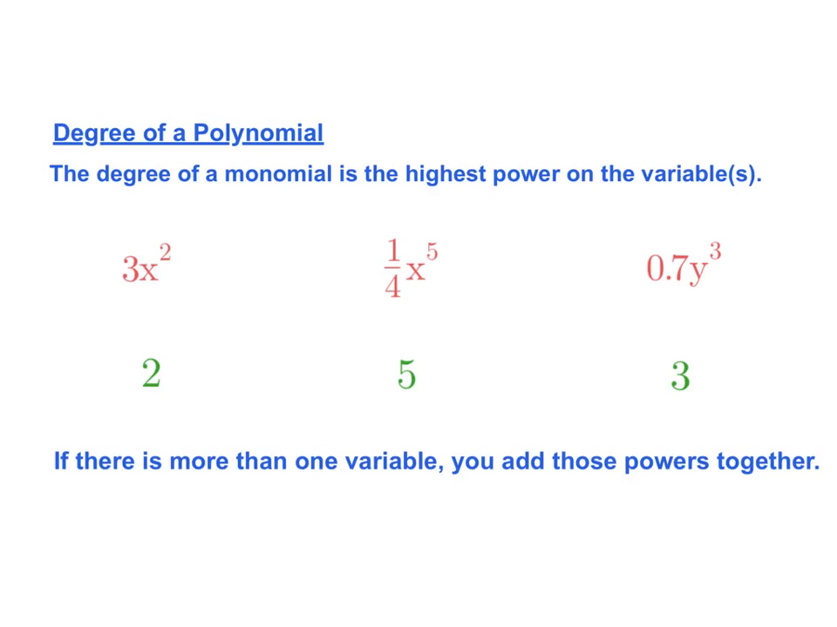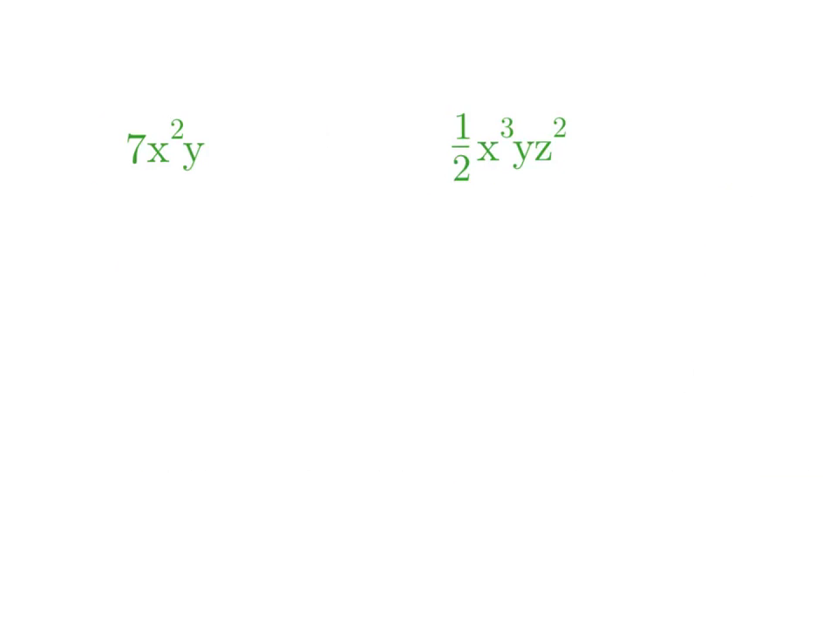Okay, so on the next slide, I'm going to have a couple monomials with multiple variables that you're going to have to find the degree of. Here are two examples. Find the degrees of those two terms. What is the degree of this term? 3. 3, because the power on y is 1. Add them together. What's the degree of this term? 6. Very good. Simple enough.